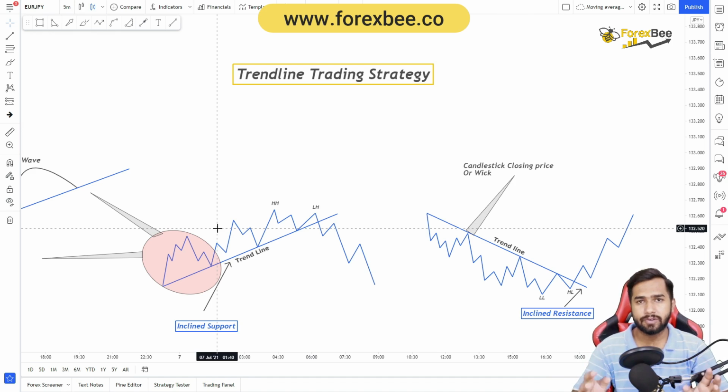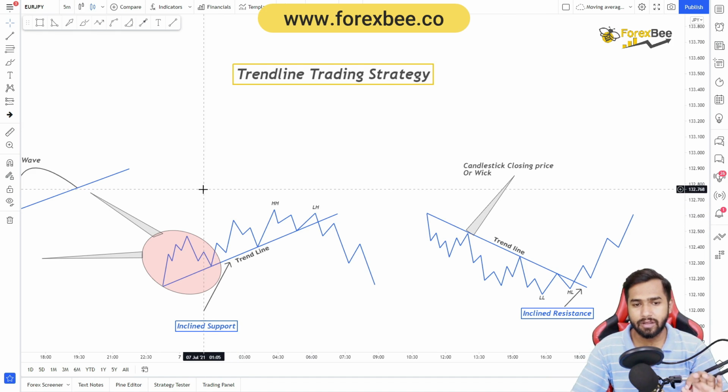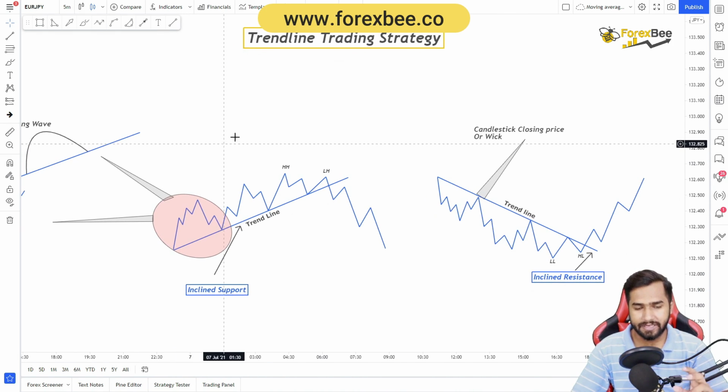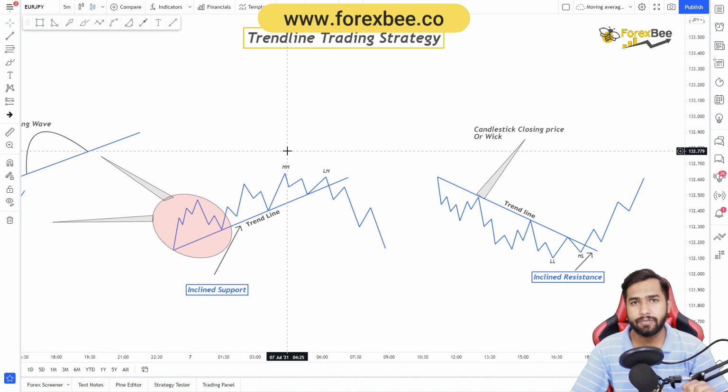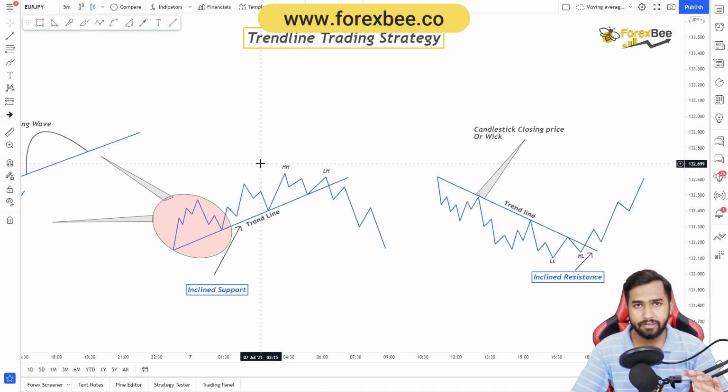Okay, so the first thing we're going to do is go through the method, or the steps, that you need to take in order to make sure that the trend is valid. You don't want to trade an invalid trend because it might give you a loss instead of profit. So we're going to go through the steps that you need to take to make sure that the trend is valid.